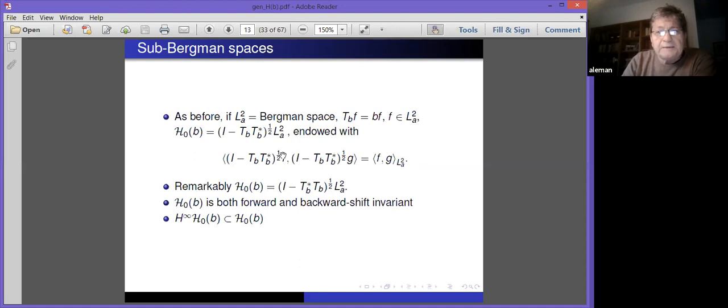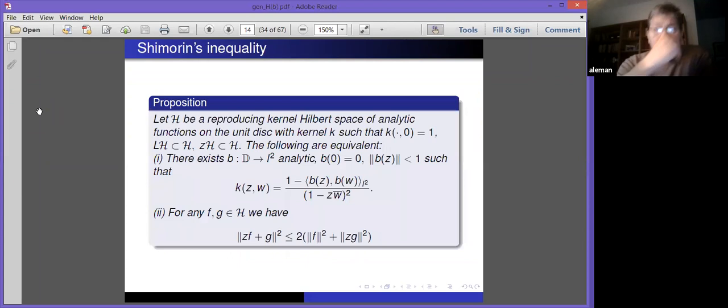What I find attractive about these sub-Bergman spaces is the relation to Shimorin's work. Namely, in the previous slides, I generalized the de Branges-Rovnyak spaces by using an operator inequality, namely that the backward shift L is contractive, norm of L less than or equal to 1. But I can do exactly the same thing with a more sophisticated inequality, due to the regretted Sergei Shimorin, related to his approach to Beurling's theorem for the Bergman space.